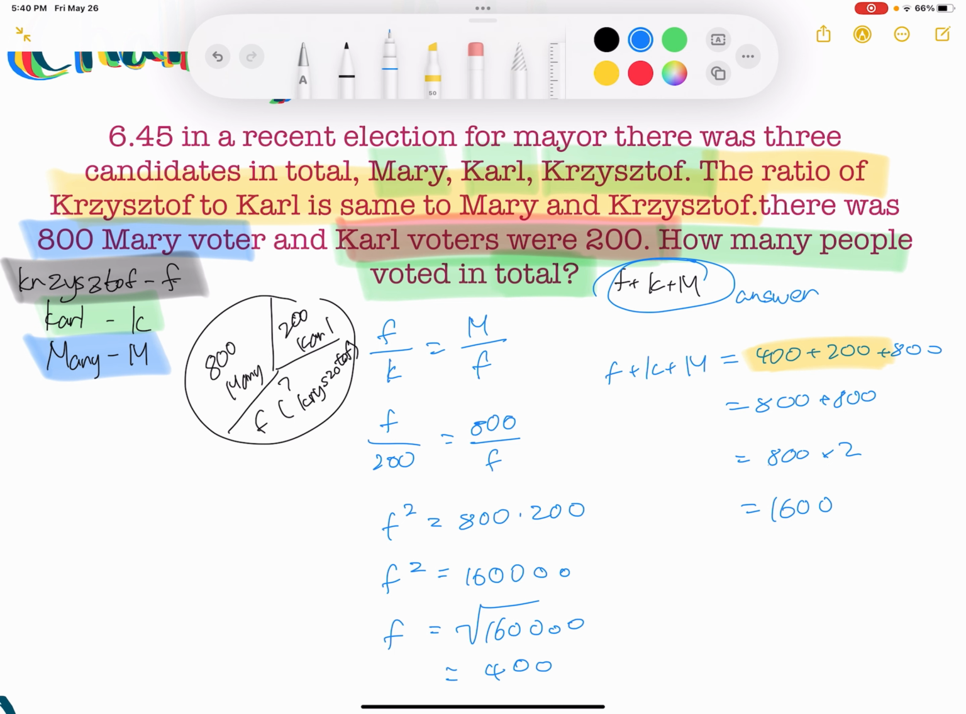So we have instead 600 plus 800, 600 times 2, which is 600 plus 800 equals 1400. That will actually be your real answer this time. So that is how many people voted in total.